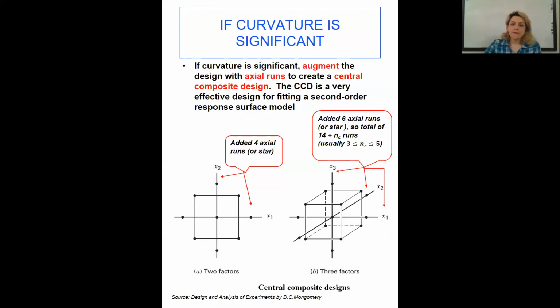The CCD, or central composite design, is a very effective design for fitting a second order response surface model, like the ones that I showed you at the beginning. So it has beta 1 x1 power 2 plus beta 2 x2 power 2, and then you had the rest of the first order model, right? So now we know what the central composite design is. It's that we're adding these ones.